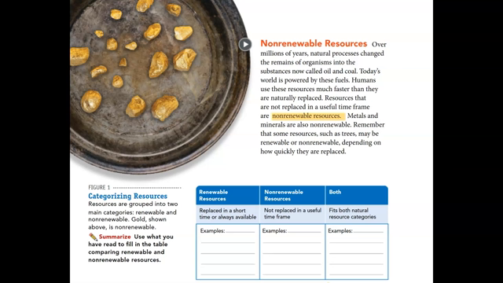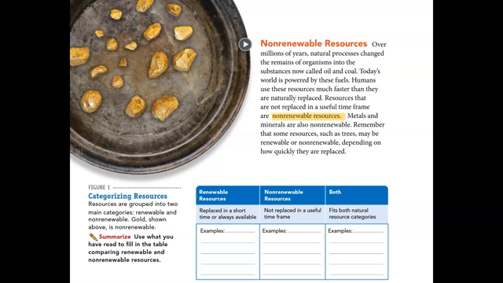So renewable resource means that within a short period of time, we will have that resource again. If we need wind energy to power our wind turbines, that's a renewable resource. The wind is almost constantly blowing, and if it stops blowing for a day, it'll pick back up the next day. So it's being reused and replenished in a reasonable amount of time.